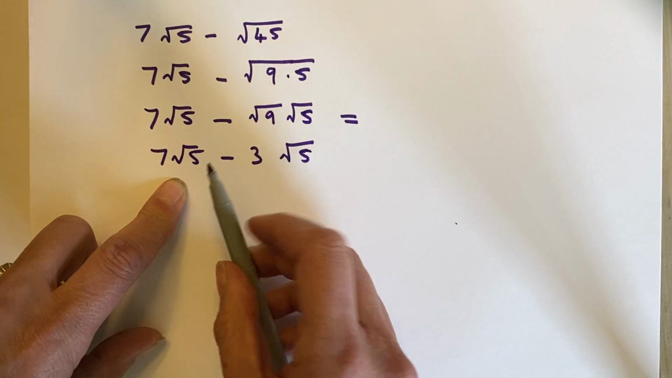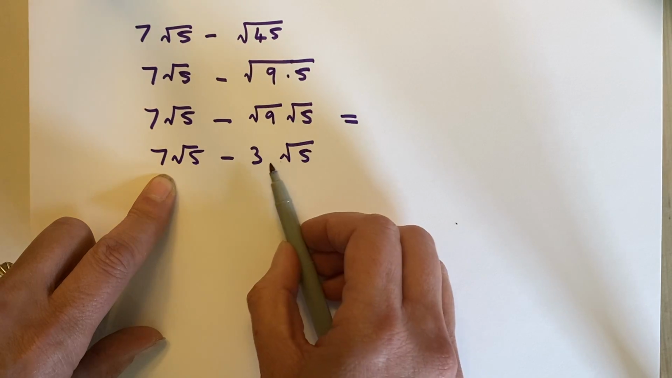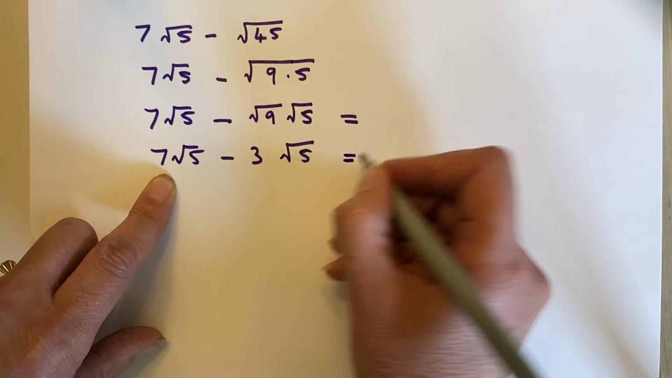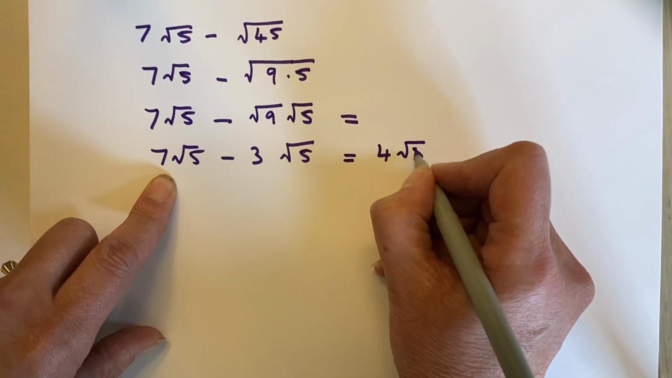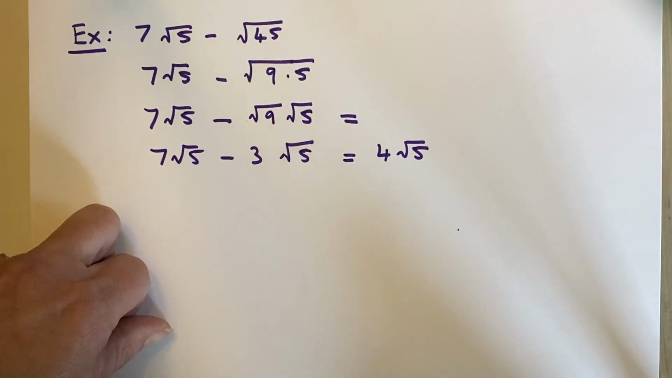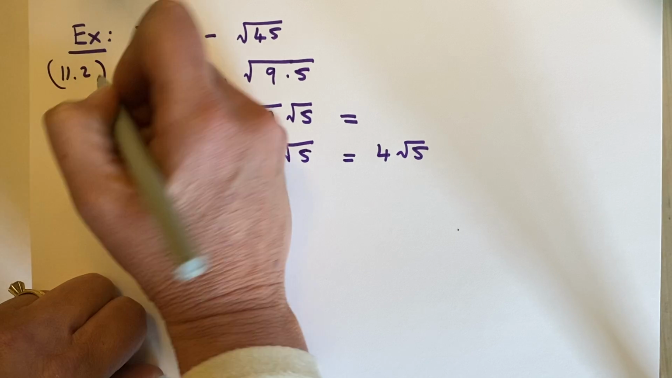And I now find I have basically like terms. I have something times the square root of 5 minus something times the square root of 5. And because they're like terms, I'm allowed to subtract them. So I end up with 4 square root of 5. So this is the example, and this is for the section 11.2.